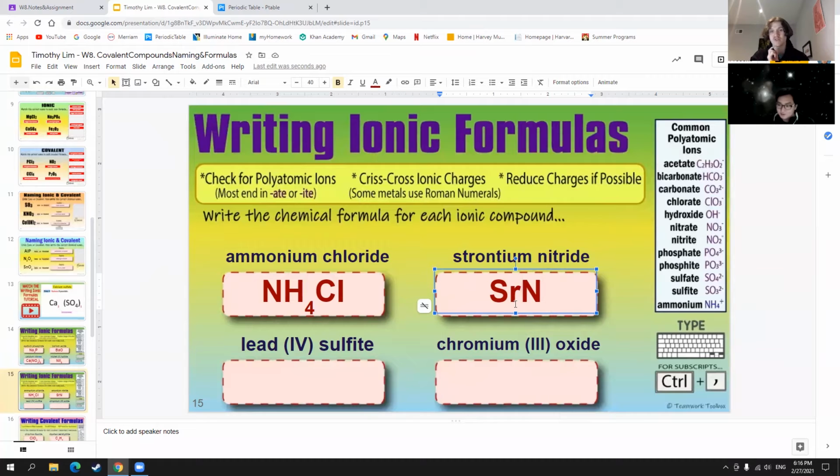Strontium, the charge is 2. Do you know the charge of nitride? So the charge of nitride then is -1. Charge of strontium is 2. So what do you do to balance it out? Wait, where do I put the -1 though? Do I even put the -1 nowhere?